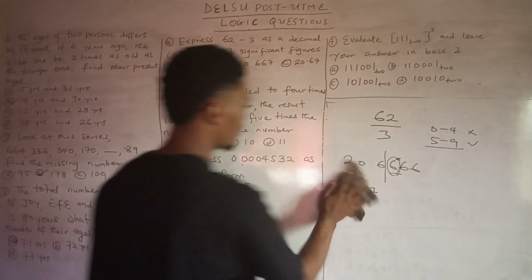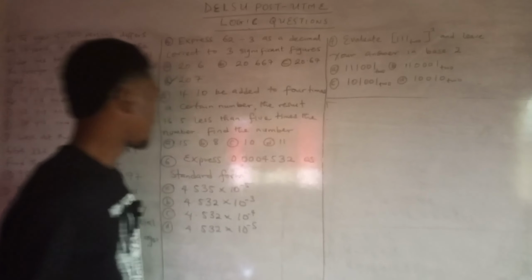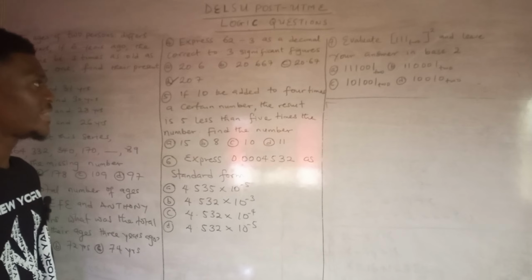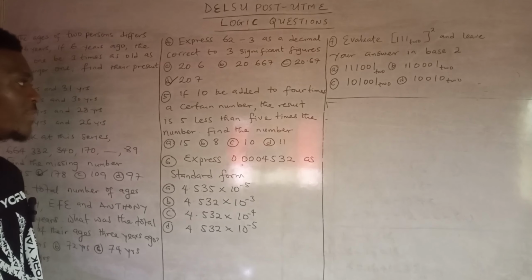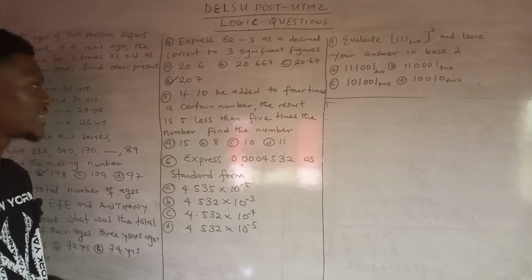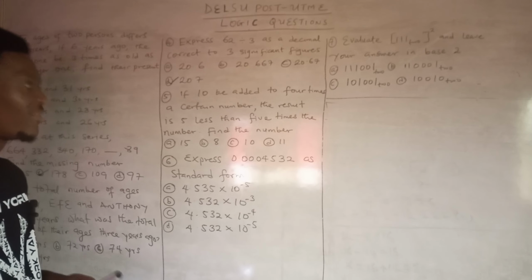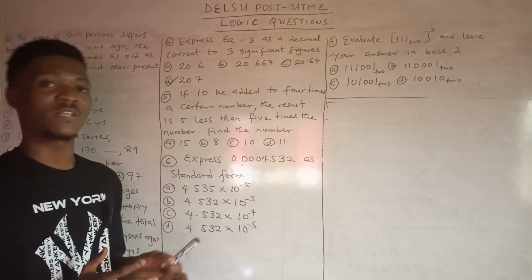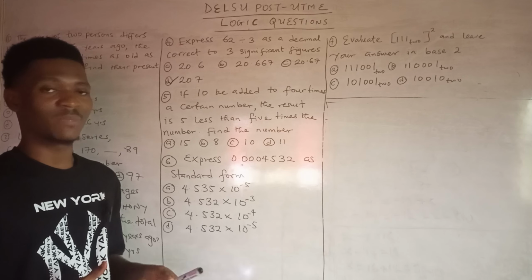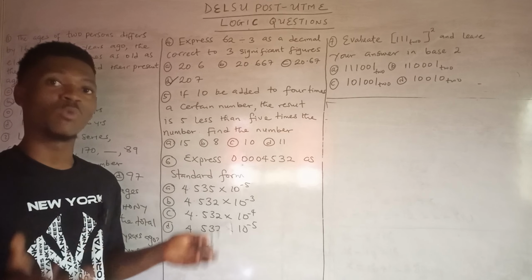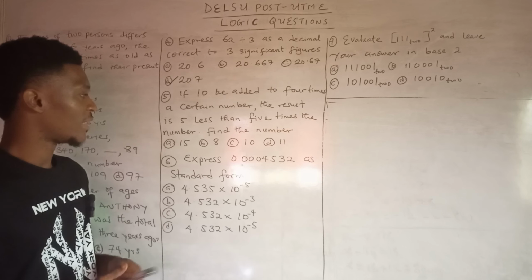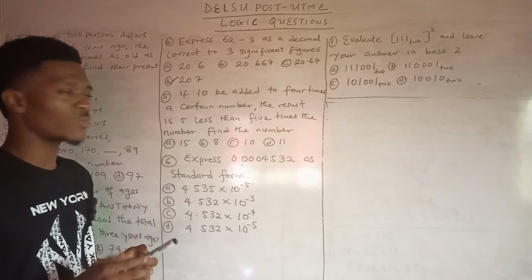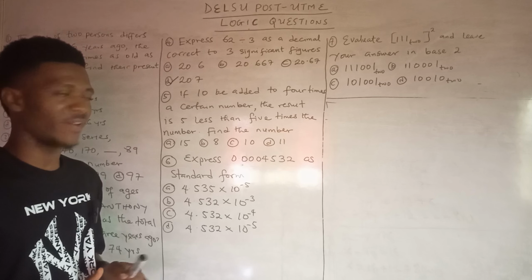Then the next question, question 5. If 10 is added to 4 times a certain number, the result is 5 less than 5 times the number. Find the number. You see, this kind of logical question is somewhat similar to maths. There are some topics in mathematics that take the same pattern, like word problems. You understand? And looking at this, we can dissect this question. Just calm down, then we'll get it together.